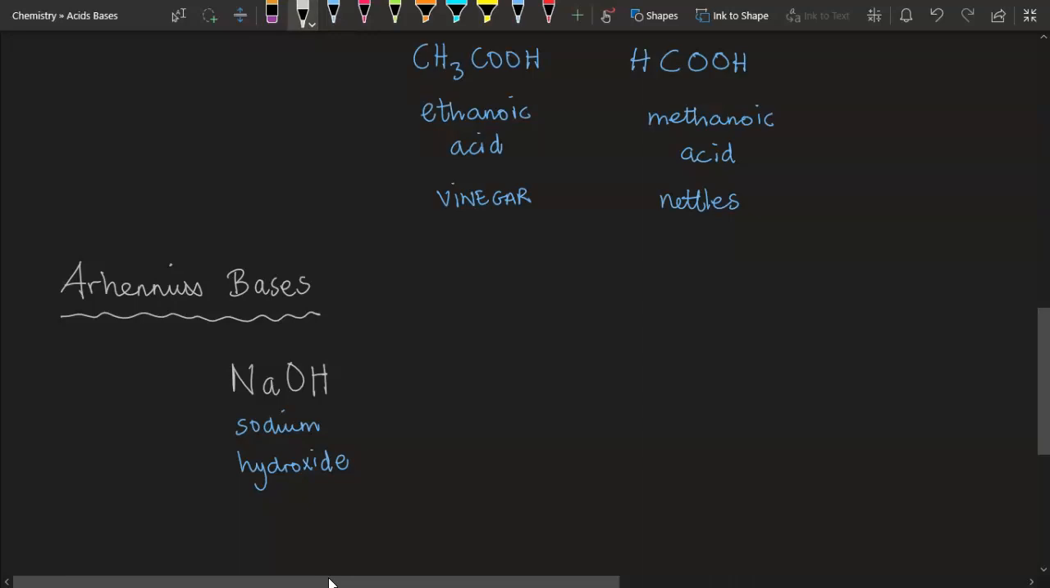So what happens with sodium hydroxide? Again, when it's added into water, sodium hydroxide will break down into its constituent parts, which is Na+, a sodium ion, plus OH-. And this one here is what's called a hydroxyl. Now you can just call this an OH- ion if you want.